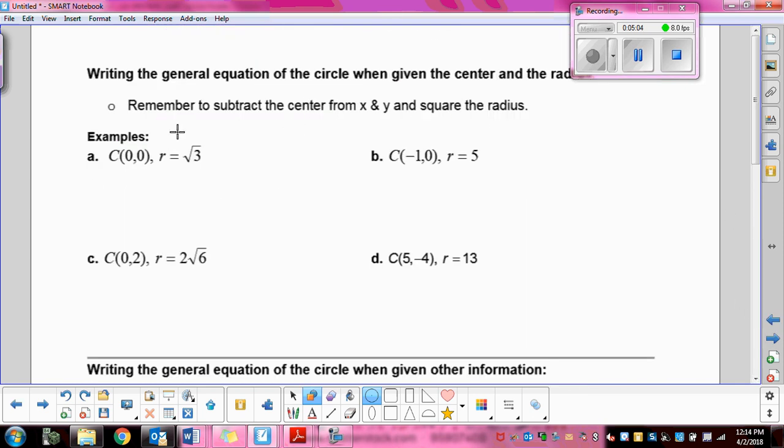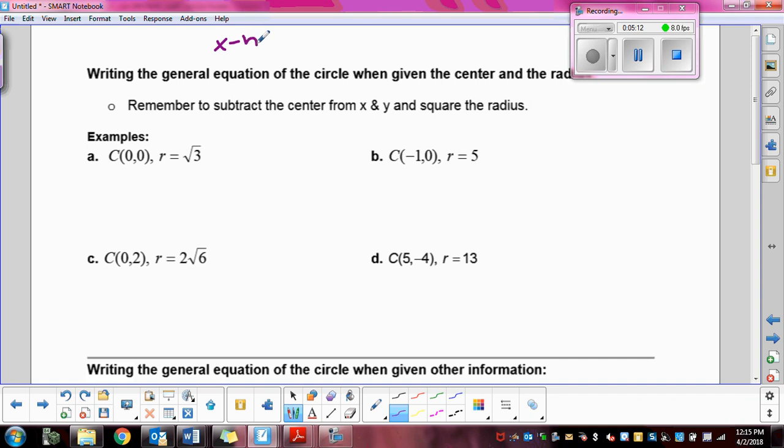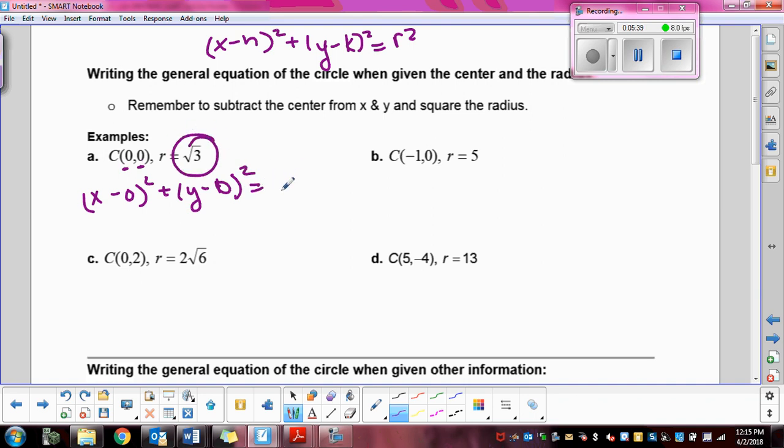So now they're going to give us our center and our radius, and we have to write the equation of a circle. Remember, the equation of a circle is (x minus h) squared plus (y minus k) squared equals r squared. Okay, so my center is at 0, 0, so I'm going to plug in 0 for h, 0 for k. So I have (x minus 0) squared plus (y minus 0) squared equals, and my r is the square root of 3, so I have the square root of 3, but the whole thing is squared still.